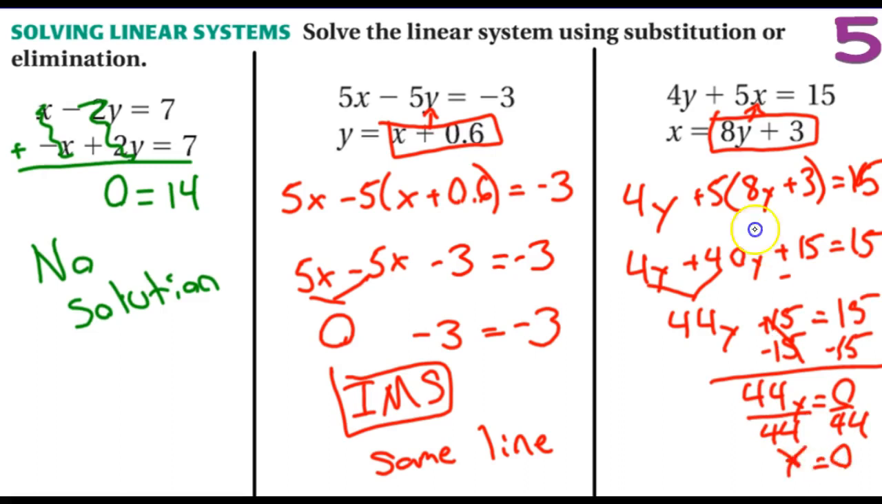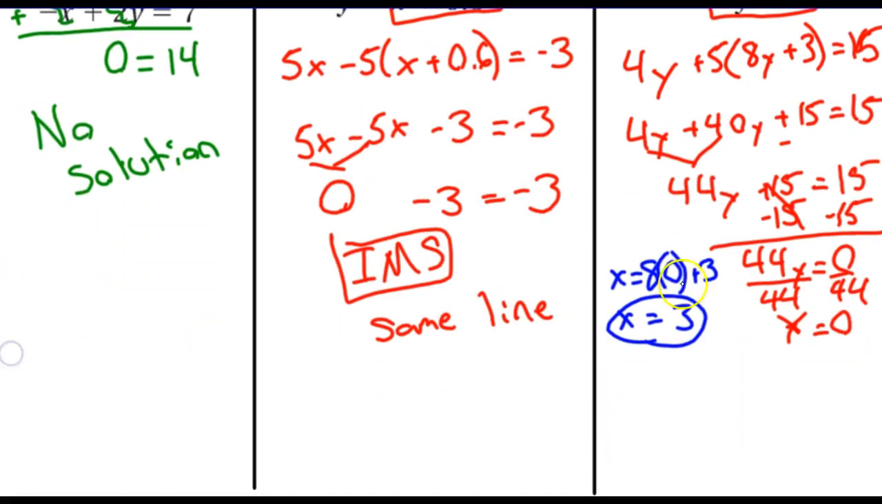Then we can plug that 0 back in for our y. So x equals 8 times 0 plus 3. X equals 0 plus 3, which is 3. Our solution is one solution, and that solution is 3, 0.